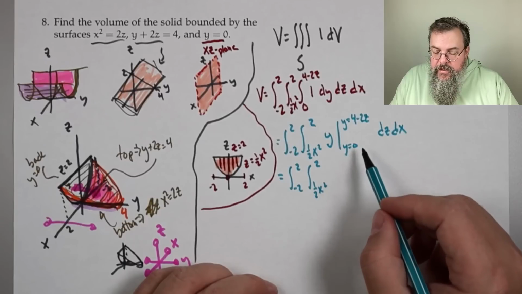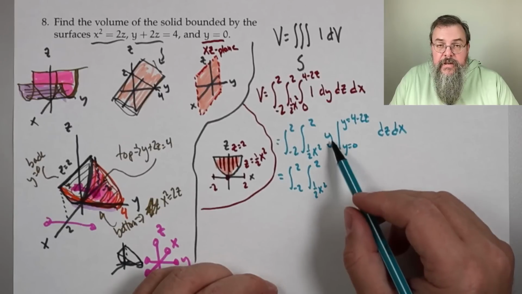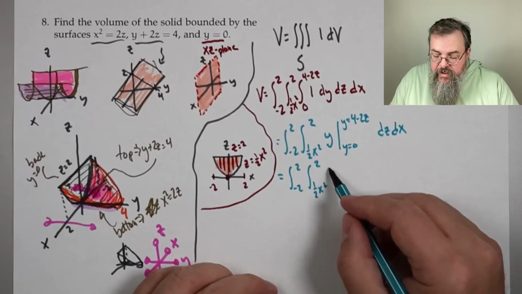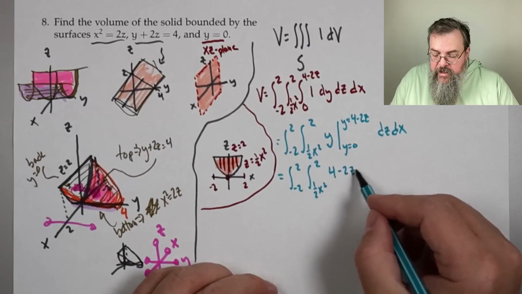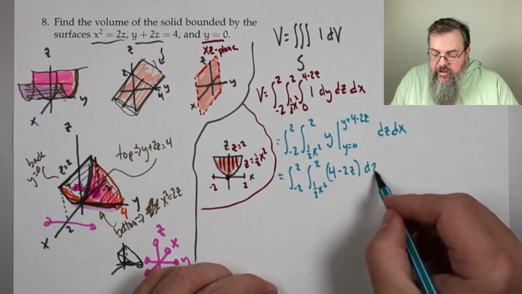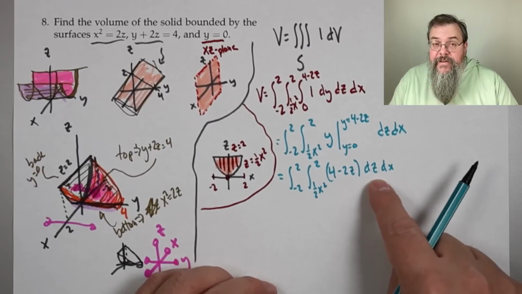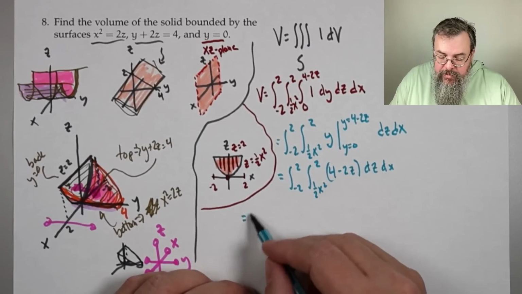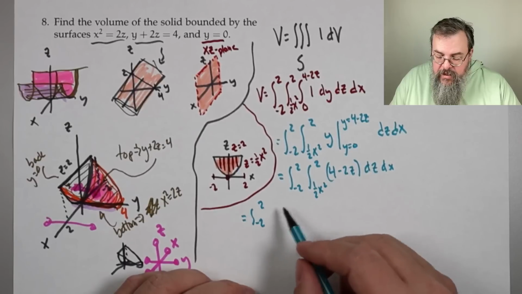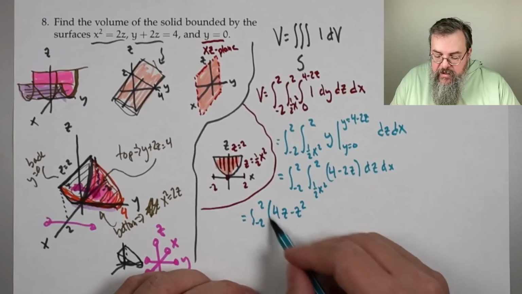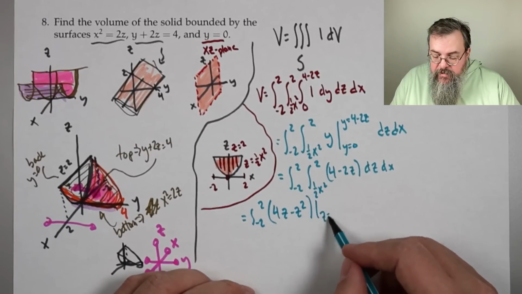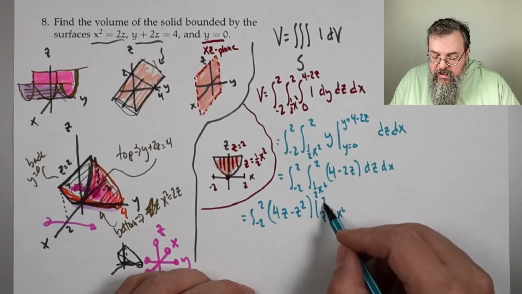Well, plug in 0, you get 0. Plug in 4 minus 2z, you get 4 minus 2z. Okay, great. We can work with that. Well, what's the integral of 4 minus 2z with respect to z? Well, that would be the 4z minus z squared. All right, and evaluate z equals 1/2 x squared to z equals 2.